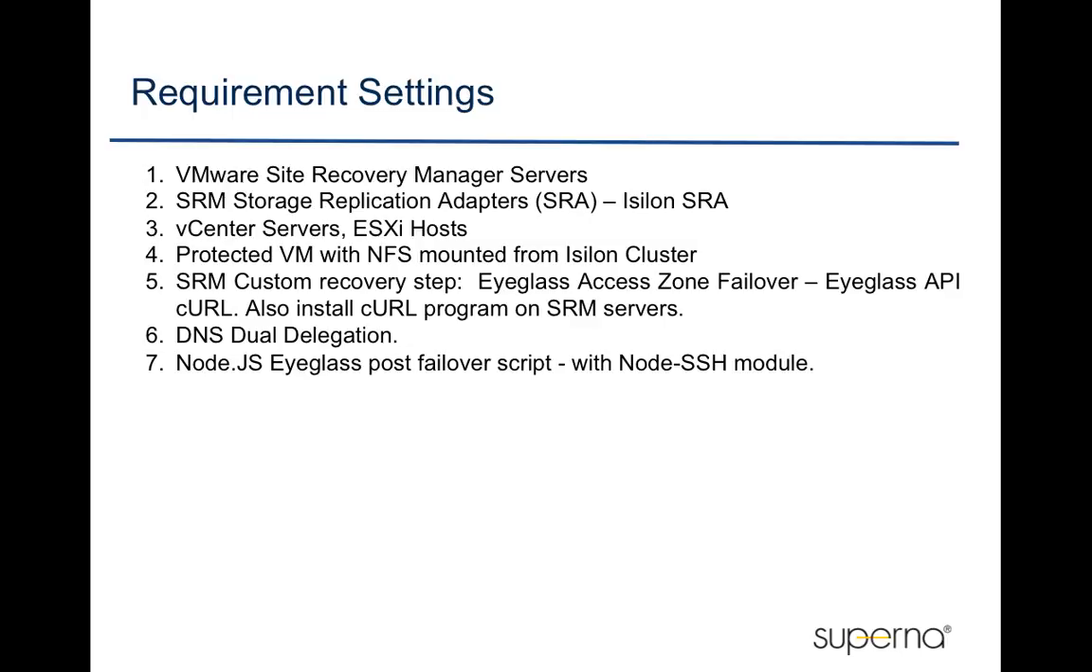VMware Site Recovery Manager servers, storage replication adapters for SRM, and in this case, Isilon SRA, vCenter servers, ESXi hosts, a protected VM with NFS mounted from Isilon cluster, and a custom recovery step for SRM that will execute the Eyeglass access zone failover through the Eyeglass API CURL command. For this we need to install the CURL program on SRM servers. For handling the name resolution for Eyeglass access zone failover, we have configured DNS dual delegation. And for the Eyeglass post failover script, we have created and enabled the Node.js script together with the Node SSH module.